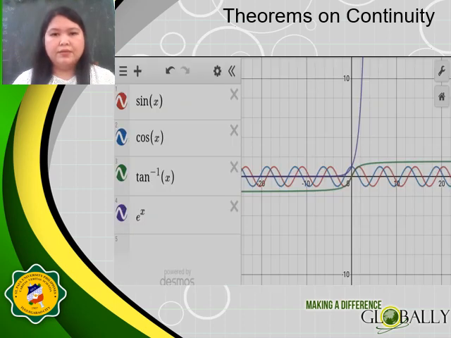Now, let us take a look at the graph of these functions. So, colored red, we have the sine function, blue for the cosine, green for the arctangent, and purple for the exponentials. As you can see, this verifies theorem number 1. No matter how we extend their graphs on both sides, positive infinity and negative infinity, we will not be able to find any hole or break in their graphs. That means these functions are continuous everywhere.